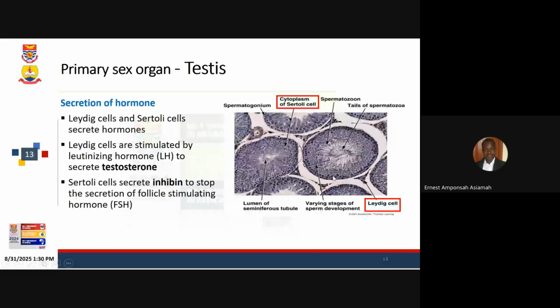Then I'll comment on the secretion of hormones. We have two main cells in the testis that secrete a hormone. Yes. Before you go on, please, the semen and then the sperm, is there a difference between them?